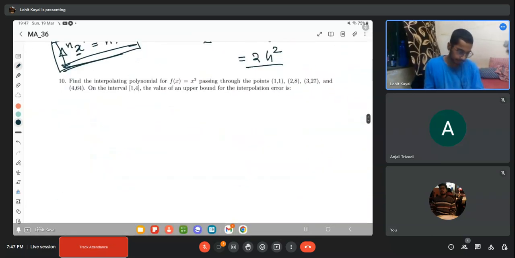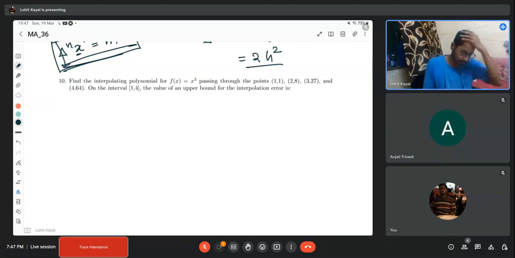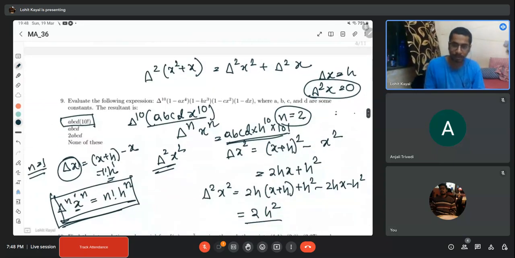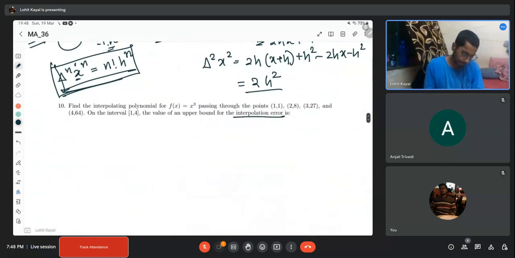Okay. Now, this question says: find the interpolating polynomial of f of x equal to x cube passing through the points (1, 1), (2, 8), (3, 27) and (4, 64). On the interval [1, 4], the value of an upper bound for the interpolation error is... You need to find the error. Okay, but I hope that you can see the pattern here.